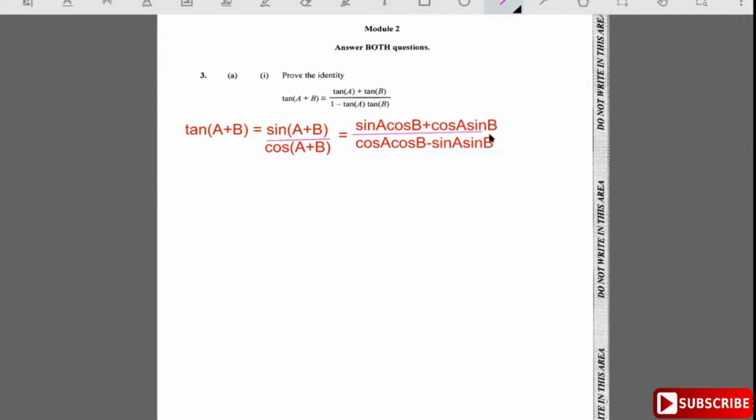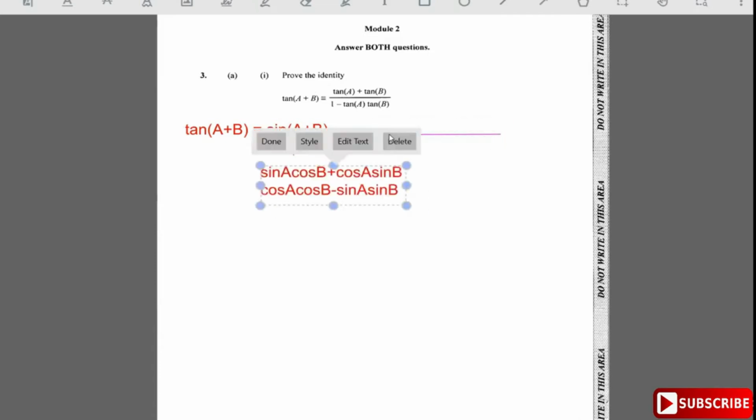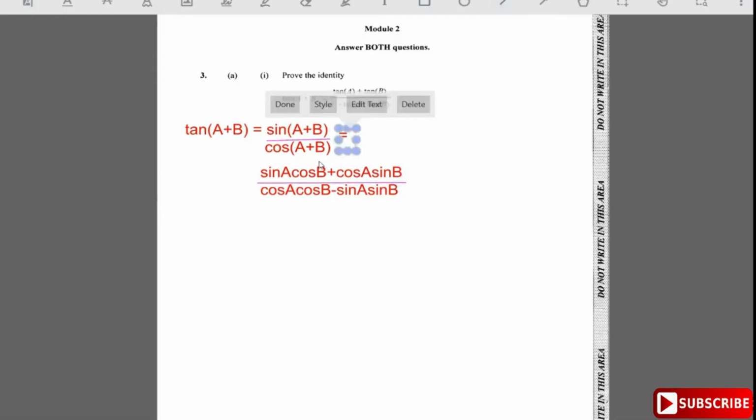So now you may ask, what are you going to do now, sir? Well, what I'm going to do now is divide through by cos A cos B. And you might say, why? Notice I have a 1 right here, so I need this part to be a 1. So I'm going to divide through by cos A cos B.